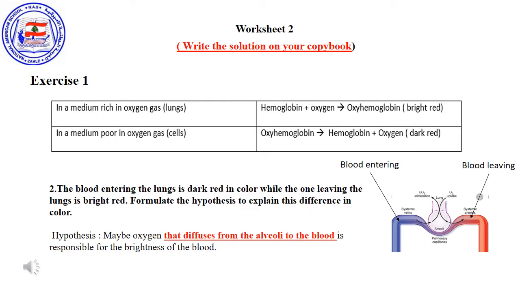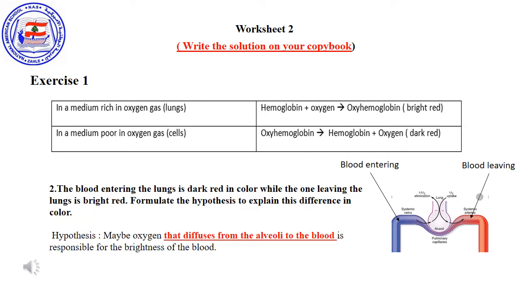The blood entering the lungs is dark red in color, while the one leaving the lungs is bright red. Formulate the hypothesis to explain this difference in color. Observe the picture. So here we have, if I'm talking about the lungs, so I'm talking about the alveoli. Here we have blood entering the alveoli and blood leaving. Blood leaving is bright red, while blood entering is dark red.